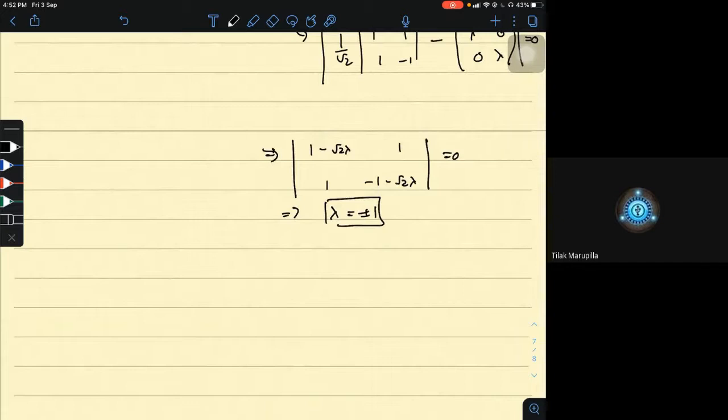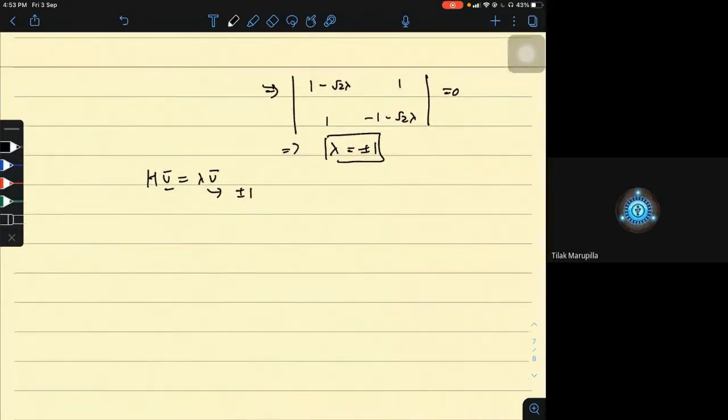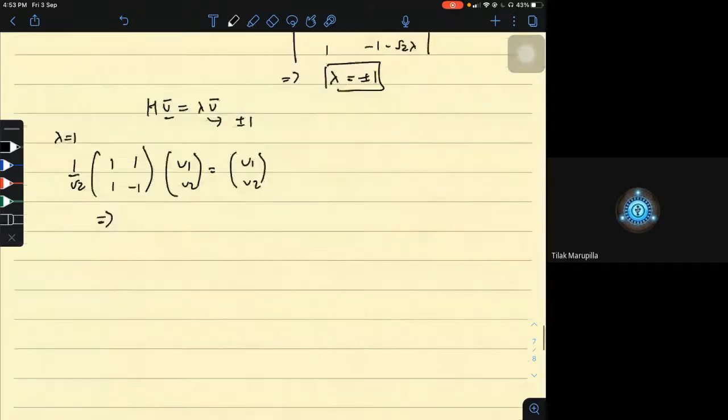So now we can plug this back into our equation for the state. Here we put in plus or minus 1, and we try to determine v from the equations which we obtain. Let's try the 2 cases separately, say lambda equal to 1. We get 1 by root 2 times the matrix (1, 1; 1, minus 1) acting on (V1, V2) is (V1, V2). So this gives us (V1 plus V2) by root 2 equal to V1. Likewise, we also get (V1 minus V2) by root 2 is V2.